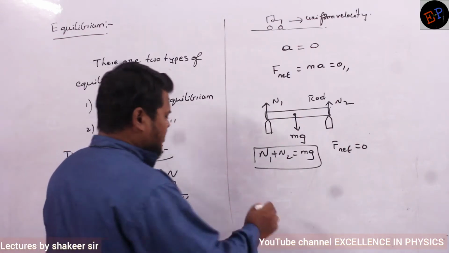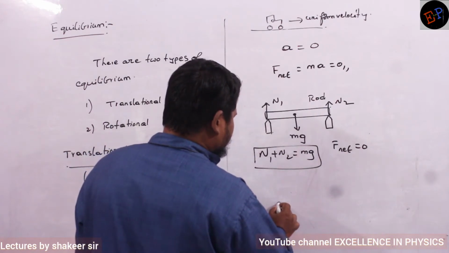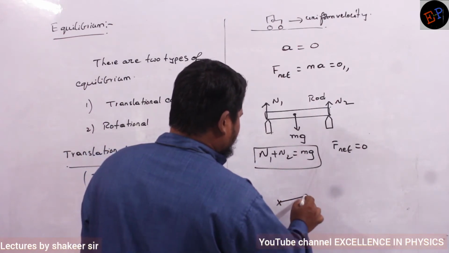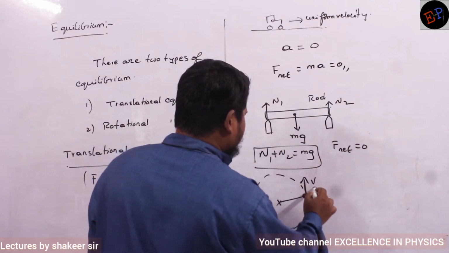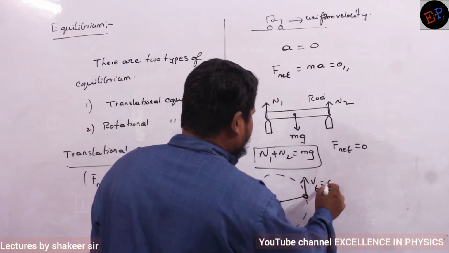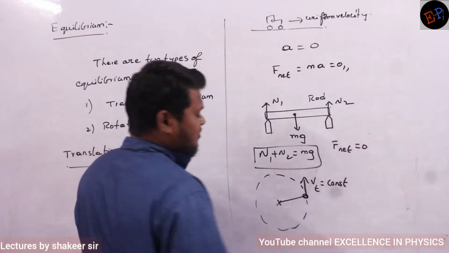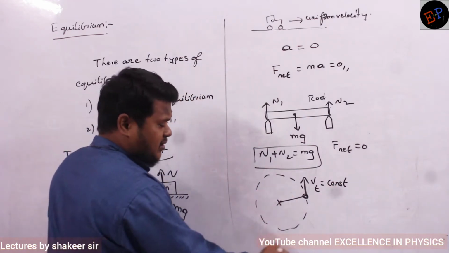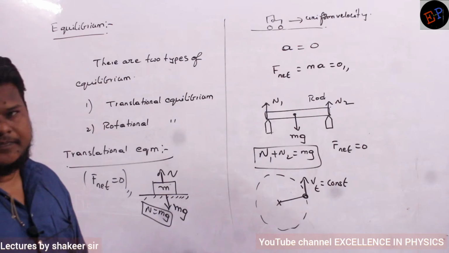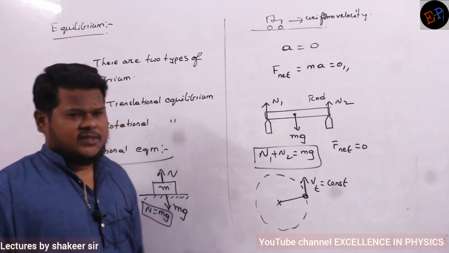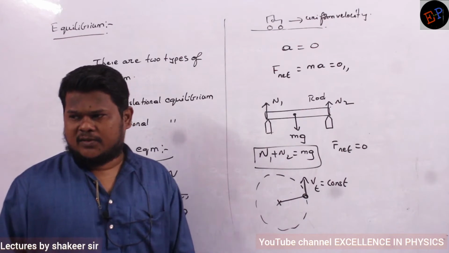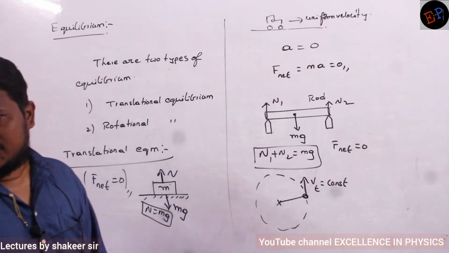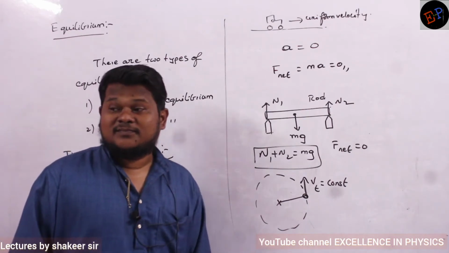Okay. Similarly, let us take a body rotating in a circular path with constant uniform velocity. V tangential is equal to constant. It is moving in a circular path, and the tangential speed is constant. Are you able to understand? Now can you say, is the body in translational equilibrium or not? No. How can you say?